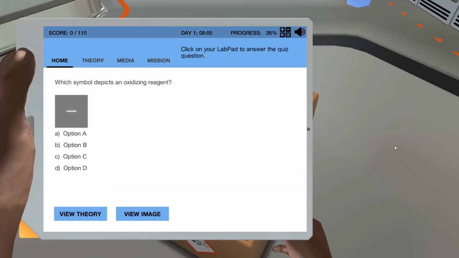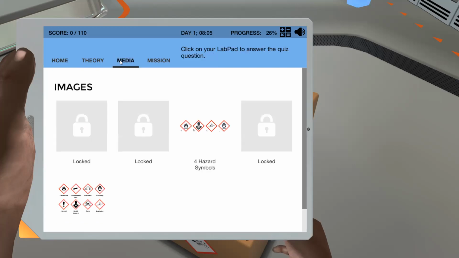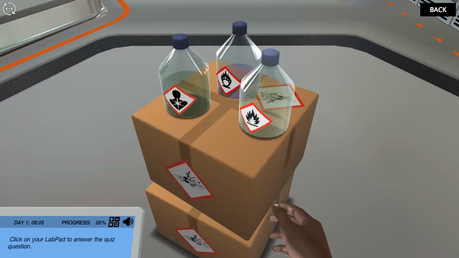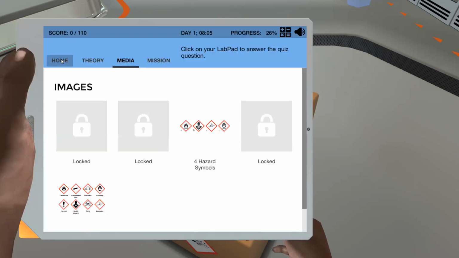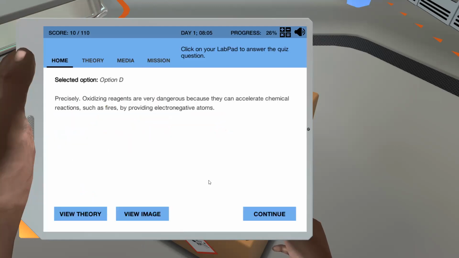Which symbol depicts an oxidizing reagent? If you go to media again, oxidizing reagent, I think it is this one right here. Yep. So now you know, and you will say that one. Sorry, go back to home. And it's this one, option D. Precisely. Oxidizing reagents are very dangerous because they can accelerate chemical reactions, such as fires, by providing electronegative atoms.